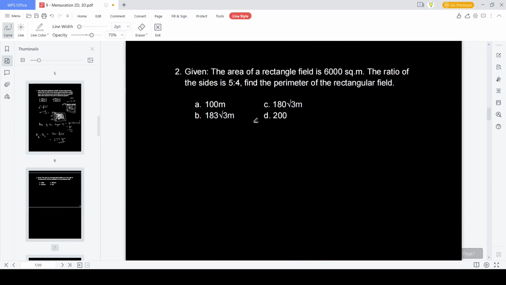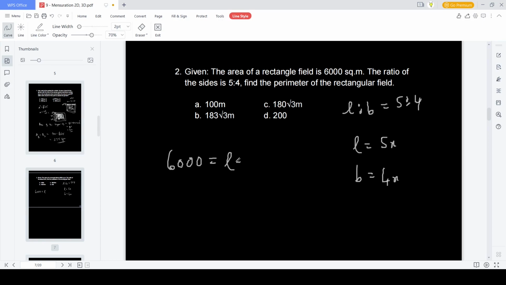Next question. Given that the area of a rectangular field is 6000, and the ratio of the sides is 5 is to 4, what is the perimeter? So let's say the sides are L and B. L is to B is given as 5 is to 4. From the ratios topic, if you haven't watched it, please go watch it, we can say that L is equal to 5 into x and B is equal to 4 into x. So here, 6000 is equal to the area of the rectangular field, that is L into B, which is 5x into 4x, which is 20x squared.